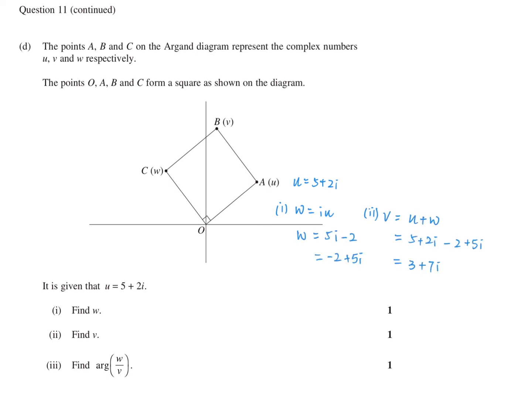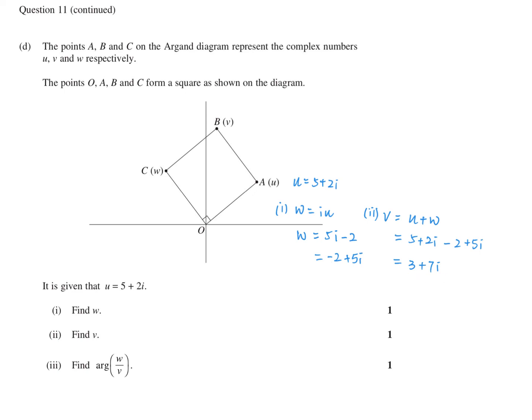Now, problem solved. W equals i times U. So we multiply the complex number U by i, and we will have minus 2 plus 5i. V equals U plus W. So this is U, this is W, and V equals 3 plus 7i.